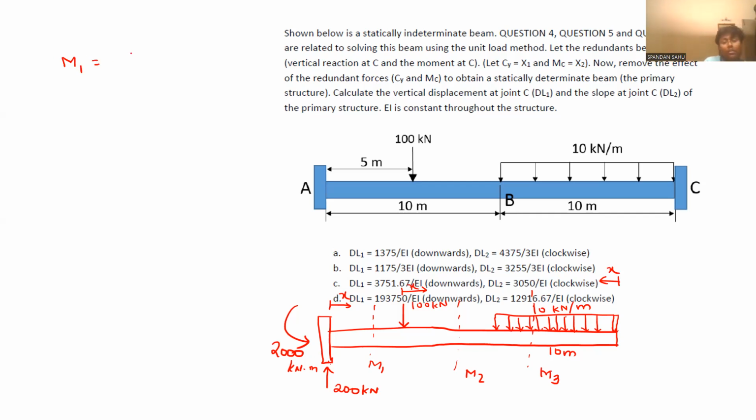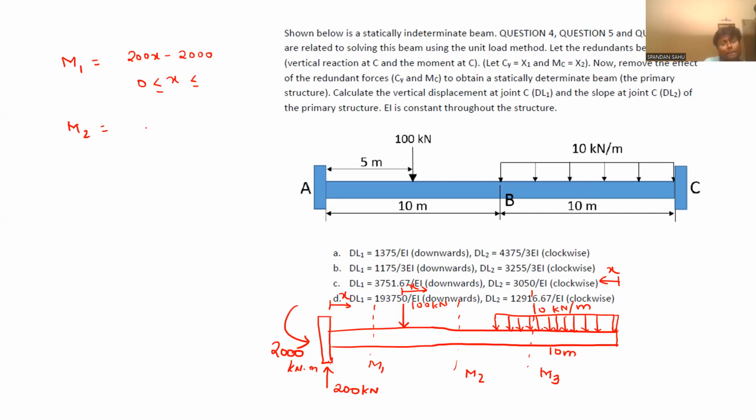M1 will be 200 into 200, 5, 1000. What? No. What I am saying, tell me the upper limit and lower limit. I am writing M1, M2, M3. Just tell me the upper limit. 0 and 5.